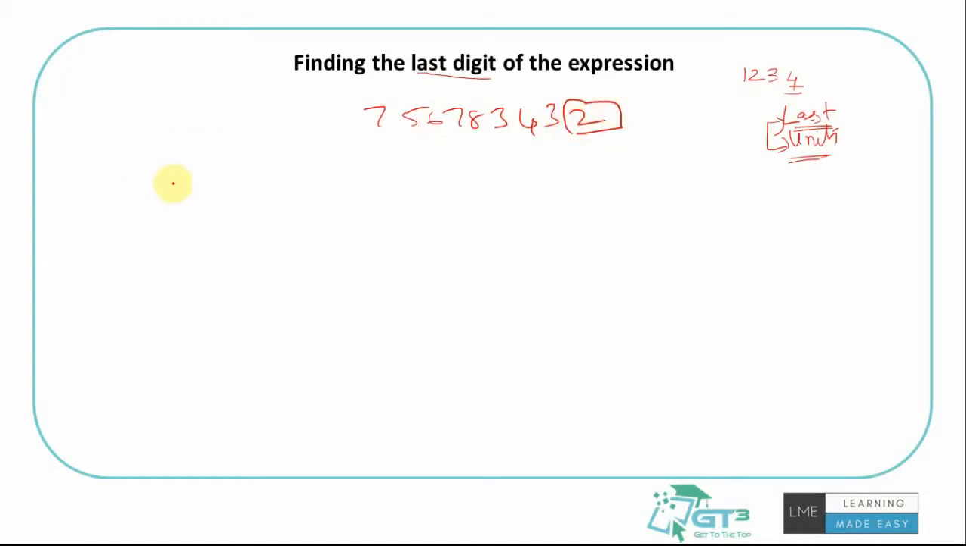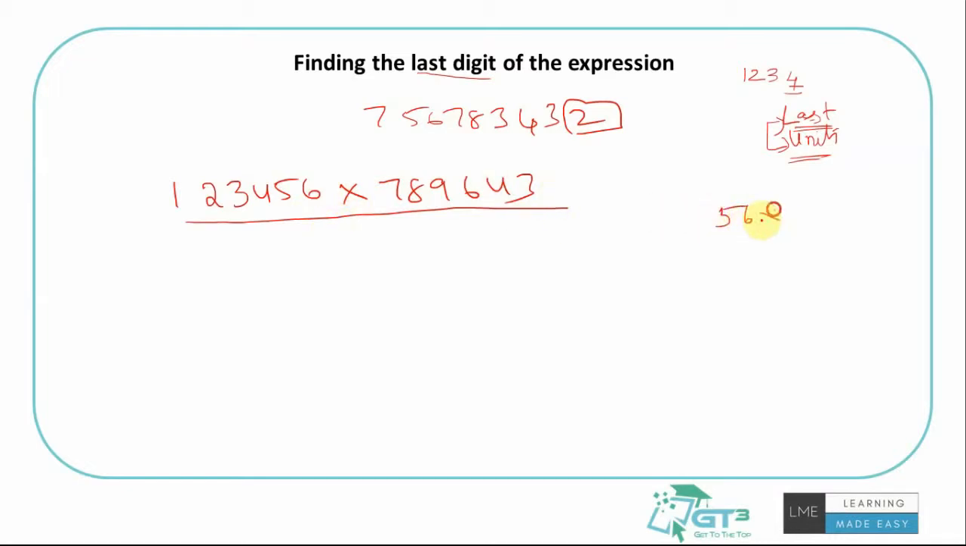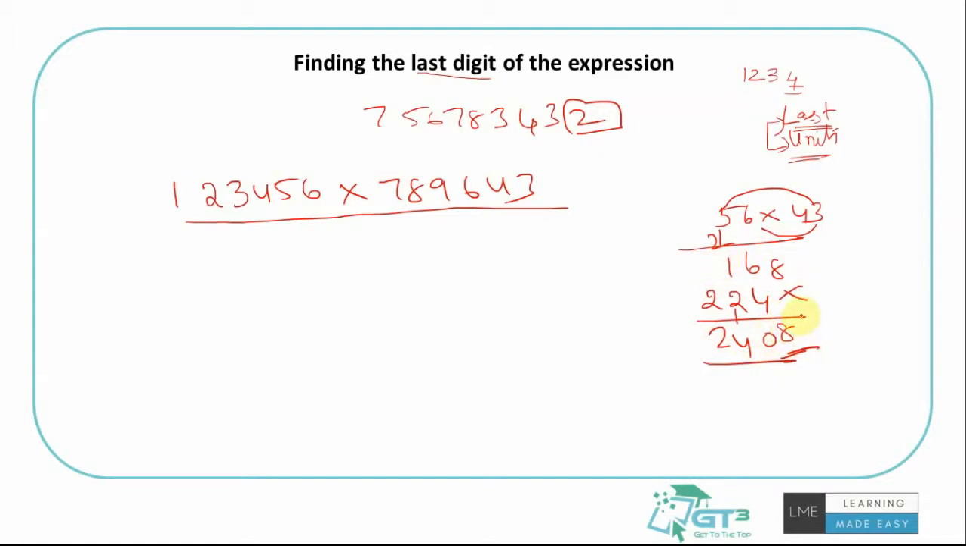What if I ask you what is the last digit of this? This is a very big expression. I'm multiplying two 6-digit numbers. If we start to do all of it, rather let's just make it simple. If I ask you what is the last digit of this, 3 6s are 18, 3 5s are 15 plus 1 is 16. Then the way we multiply across, 4 6s are 24, 4 5s are 20 plus 2 is 22. So 2408 is the value. So the last digit is 8.